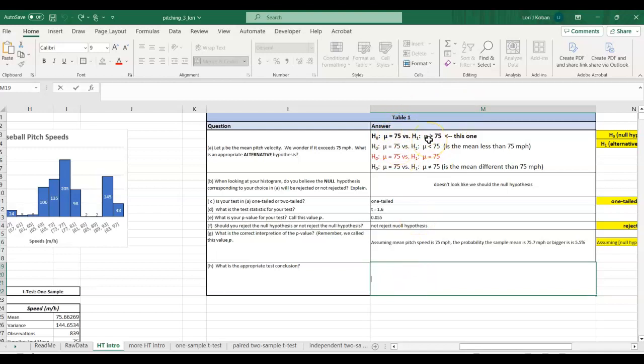So the mean pitch velocity is not significantly greater than 75 miles per hour. Is the sample mean greater than 75? Yes, but that's not significant. It could have just happened by chance.